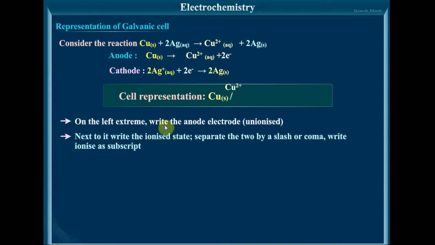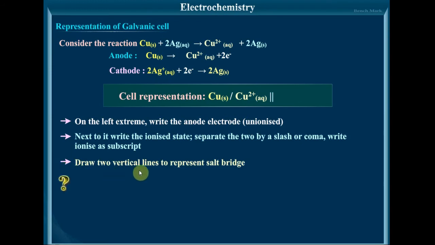On the left side, write the anode electrode. First is the solid form, the unionized form, and then the second is the ionized form: Cu/Cu2+. Usually we put a slash and not a comma.